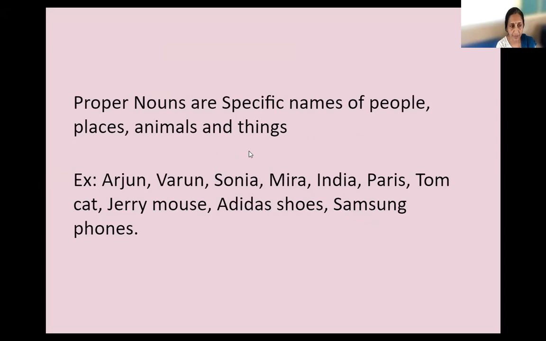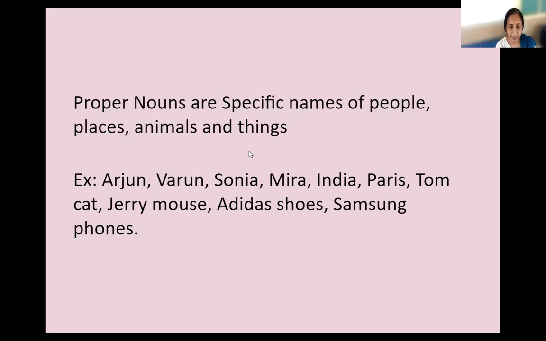Now, proper nouns are specific names of people, places, animals, and things. Example, you are not saying just a boy, you are specifying the boy is Arjun or Arun, the girl is Sonia or Meera. The place is not just a building or a city, you're specifying that it is the country, India, the town, Paris, the cat, Tom, the mouse, Jerry.